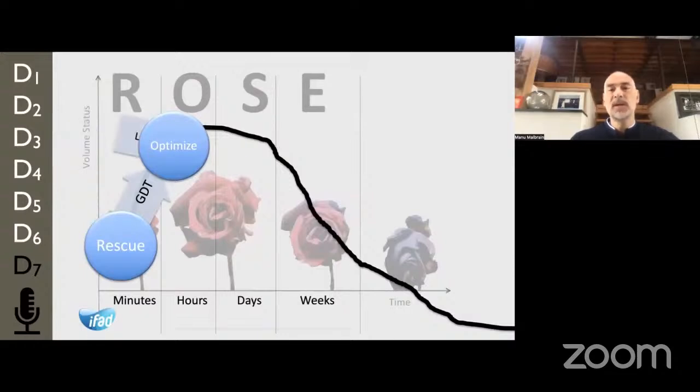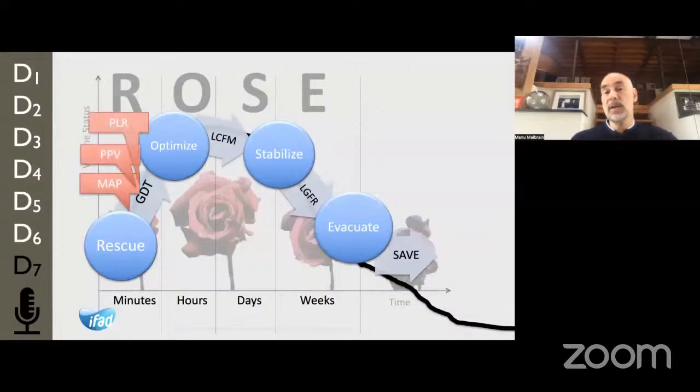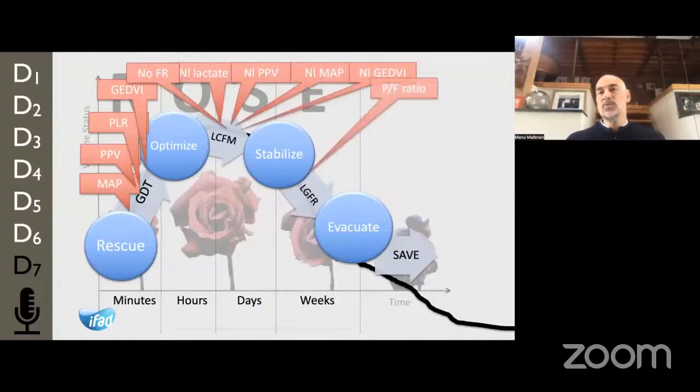And we need to optimize organ function, go for late conservative fluid management, stabilize organs, and then some patients will need late goal-directed fluid removal to evacuate and save the patient. So to guide these different phases, we can use macrohemodynamic parameters initially, like blood pressure, functional hemodynamics, passive leg raise. When these normalize, you stop fluids.